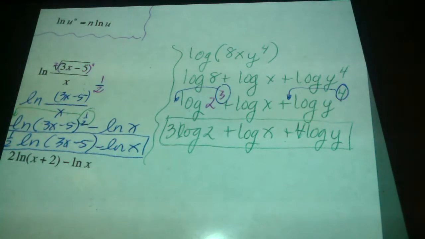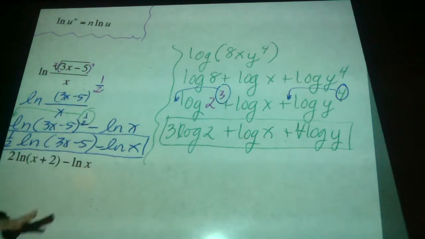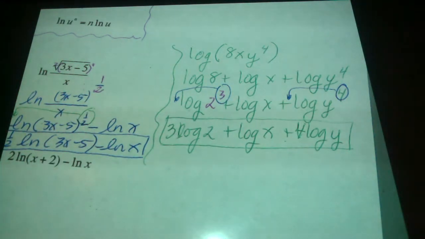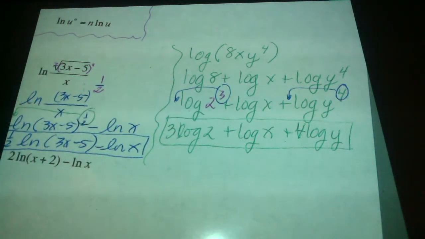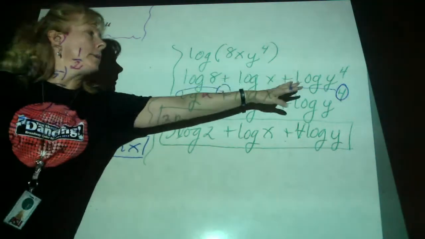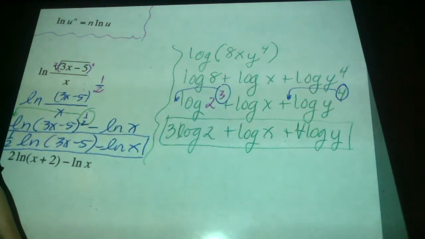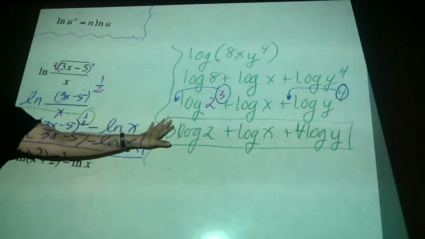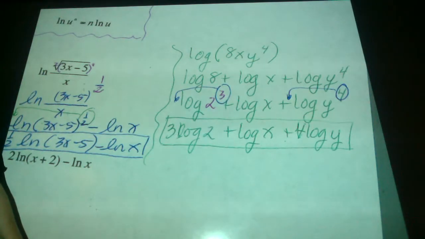My point with this one is, anytime you have a number, make sure that you convert that number into its prime factored form. So 8 only happens to have one prime number, so that becomes 2 to the 3rd. 4 is 2 to the 2 also. Why can't we do that? You mean for this exponent here? Right, because it's an exponent. It's not in the base. It's not in the log itself. So I went ahead and swung my exponents at the same time. You could have swung your 4 earlier, but then you have to swing those exponents out in front, and you end up with 3 log 2 plus log of x plus 4 log of y.